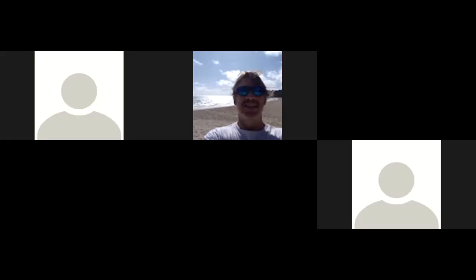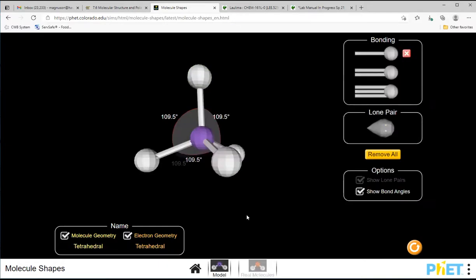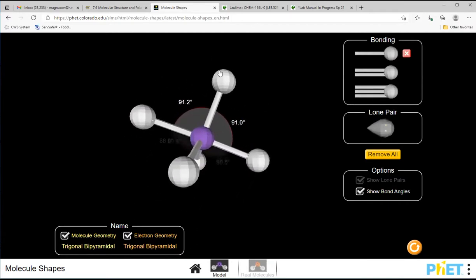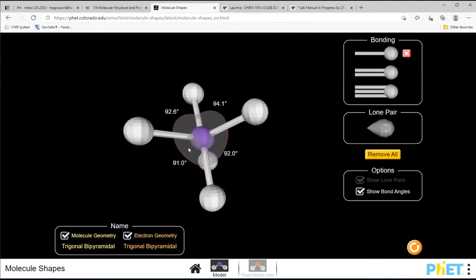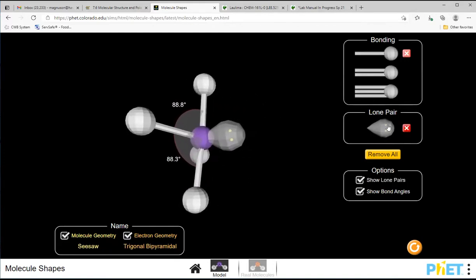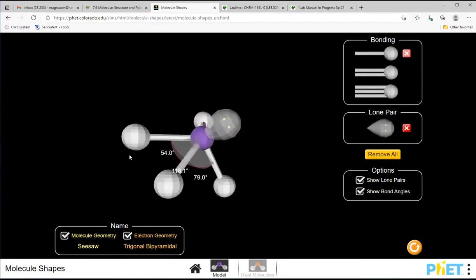All right, so if we have 5 things, let's go back to the model. We're going to go with 5 things. There's our trigonal bipyramidal. Let's take one off and add a lone pair. Now, what is the shape? The shape is a seesaw.